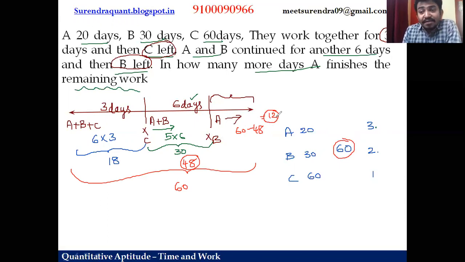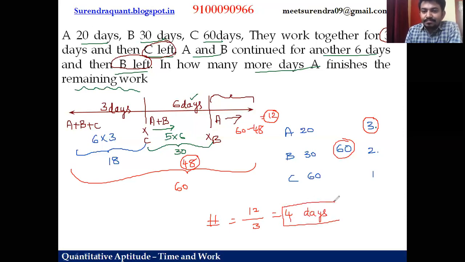Now 12 units of work is to be done by A at the rate of 3 units per day. Now the number of days is what? Total work to be done divided by 1 day work. So A takes another 4 days to finish the remaining work. See, it is pretty simple if you approach it with the LCM method.